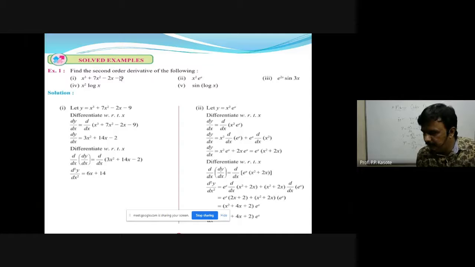The very first example is y is equals to x cube plus 7x square minus 2x minus 9. Differentiating with respect to x, we'll have to differentiate it once at first. So dy by dx is equals to, iska derivative kitna aayega? Let us see the third step directly, because all the terms are very simple. We can write their derivative directly. So 3x square plus 14x minus 2. The first order derivative, the dy by dx is 3x square plus 14x minus 2. So this is the first derivative of the function.